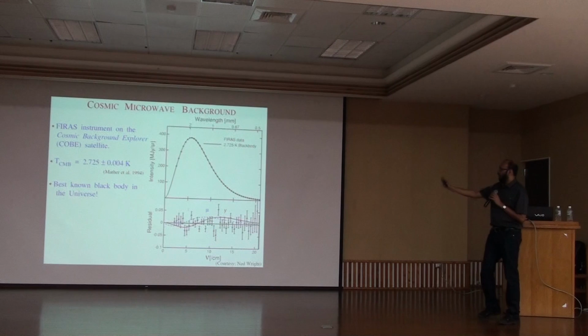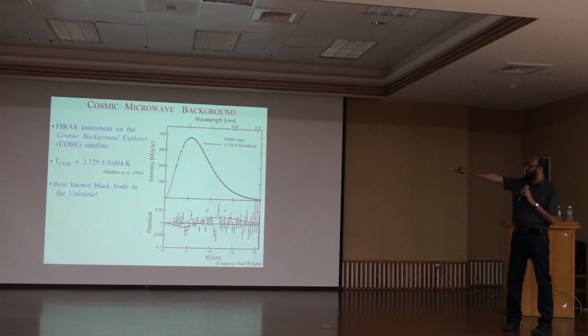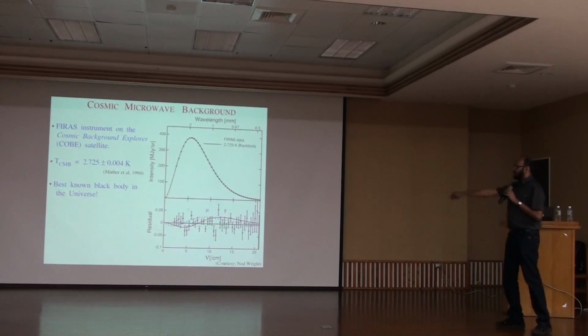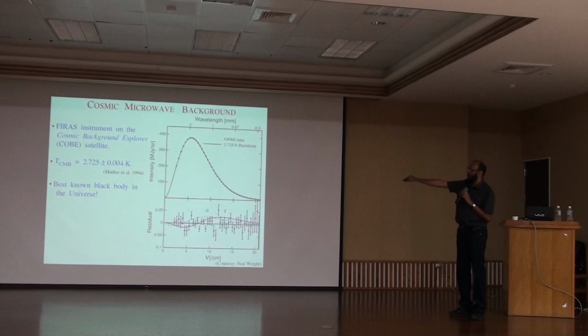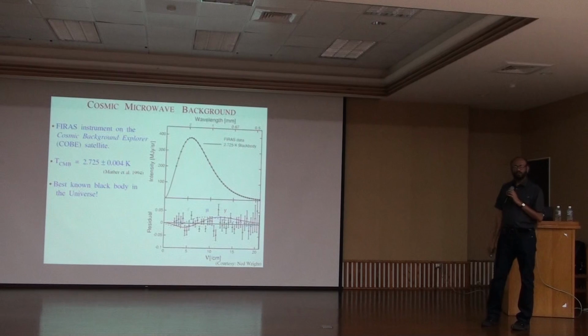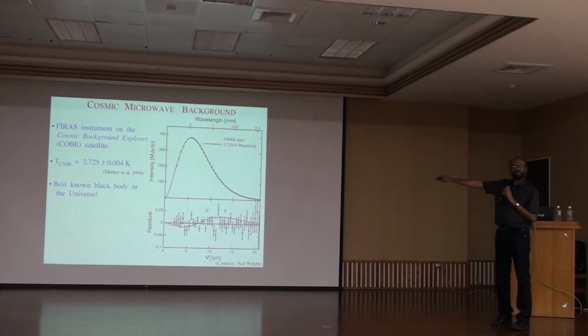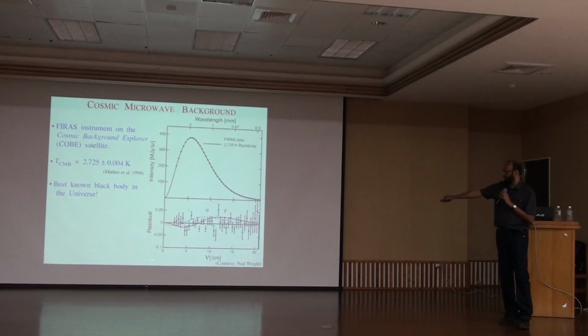And this is a plot from a satellite that was sent up in 1992, the Cosmic Background Explorer. And they measured a microwave background temperature of 2.725 plus or minus 0.004 Kelvin in all directions. Today we know this number to much greater precision. But what is even more beautiful is look at this curve. These are the measurements of the intensity, how much light is coming from different directions as a function of frequency over here. And each point is a measurement.